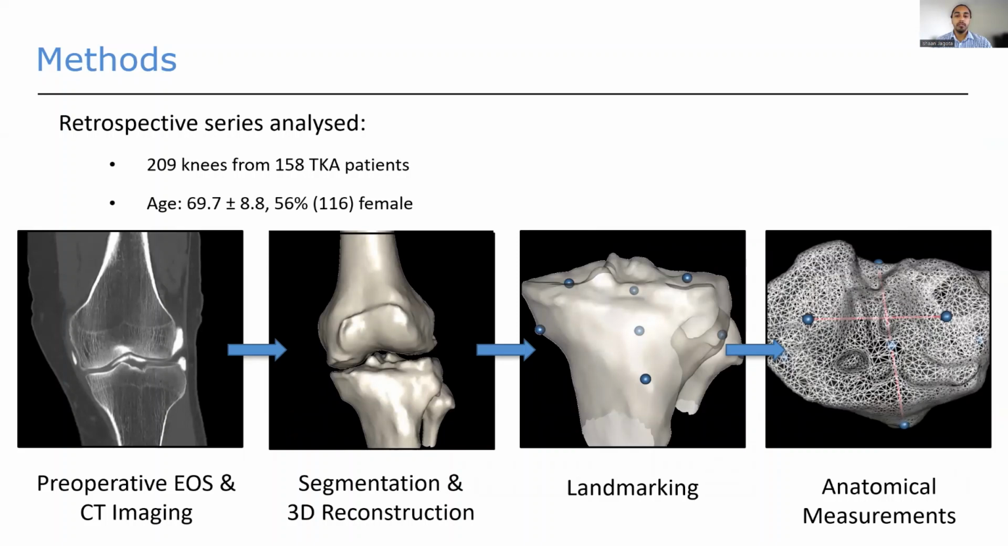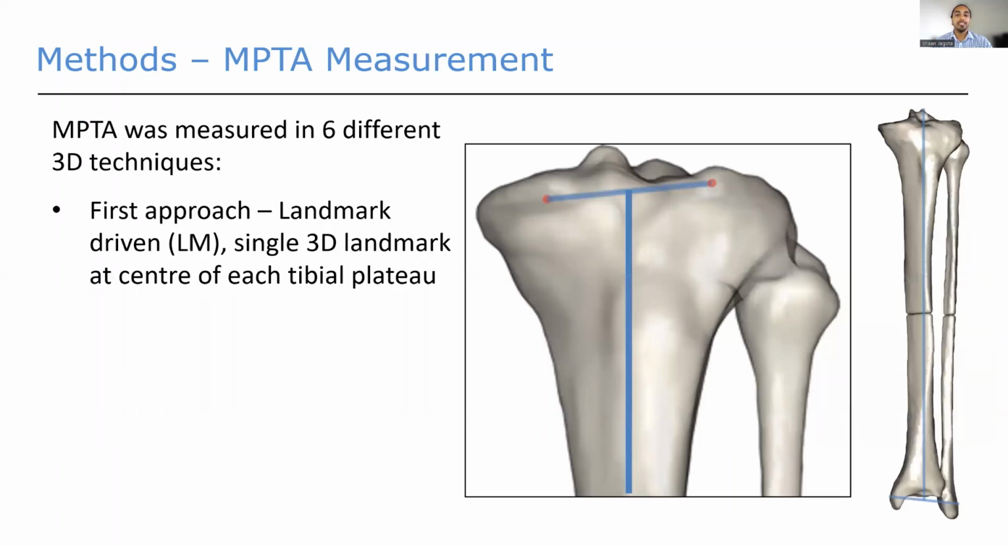In terms of methods, a retrospective study analysis was performed. EOS and CT scans were preoperatively obtained. The CT scans were segmented to create 3D reconstructed bone models, which were then landmarked to enable anatomical measurements. A total of 6 types of 3D MPTA measurements were taken.